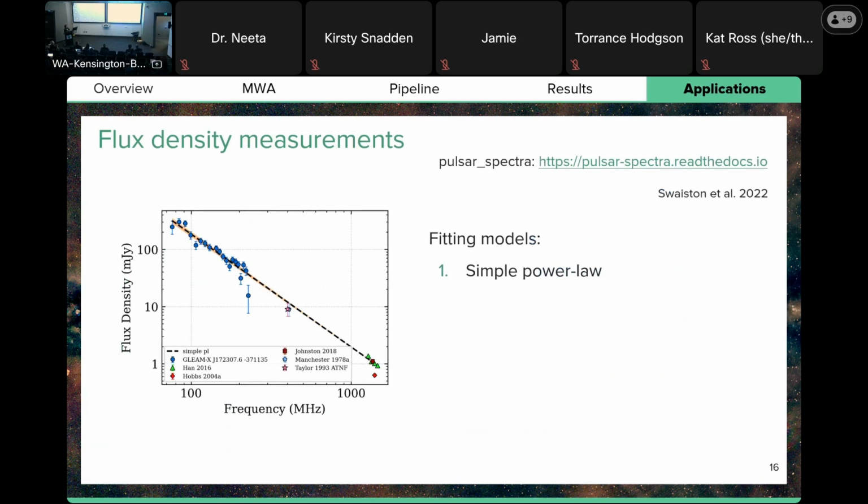We used the pulsar_spectra software developed by Swainston et al. in 2022, and we fitted the spectra using 5 different models, a simple power law, which is the most used one.